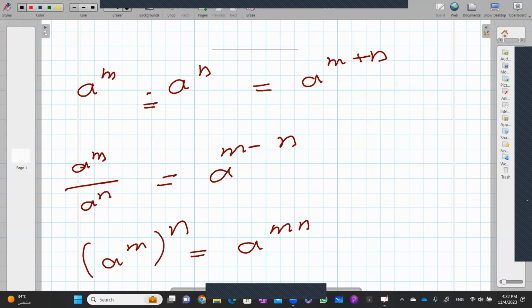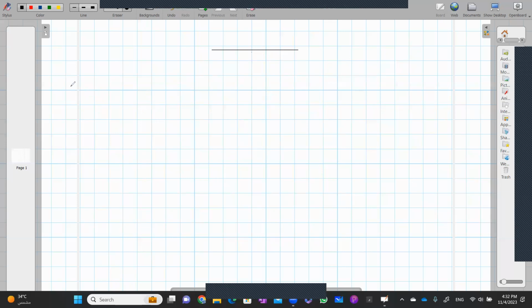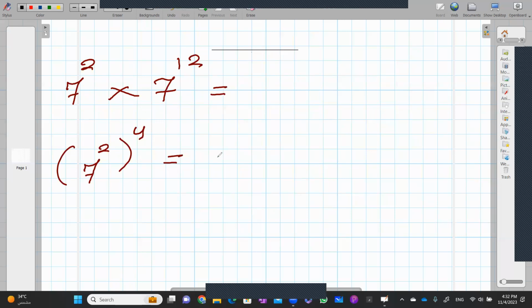How can I apply this rule to a number? For example, if I have 7 exponent 2 times 7 exponent 12, what will the answer be? If I have 7 exponent 2 and here exponent 4, a power of a power. If I have 7 exponent 4 divided by 7, then what will the answer be?